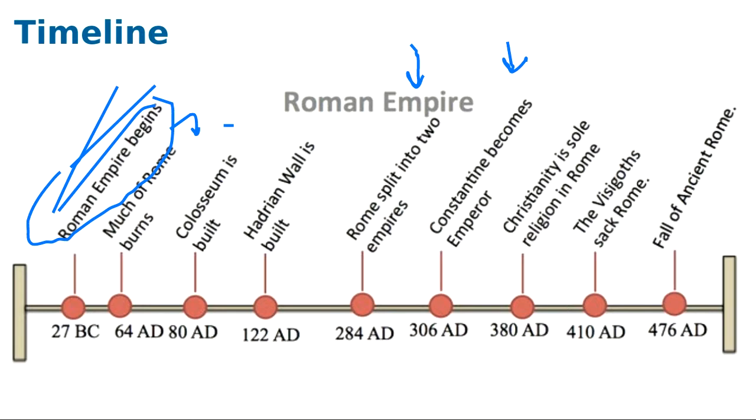So Constantine moves to the east, and when he's in the east, he starts his new city that he really wanted to call Rome again, but people really liked him and they were like, no, let's call it Constantinople under him. So then the big change that leads to this revival of architecture, this new era of architecture, is Christianity, and it's as a sole religion. Eventually they do get sacked again, and then eventually, as we talked about, the fall of ancient Rome. So let's keep going.